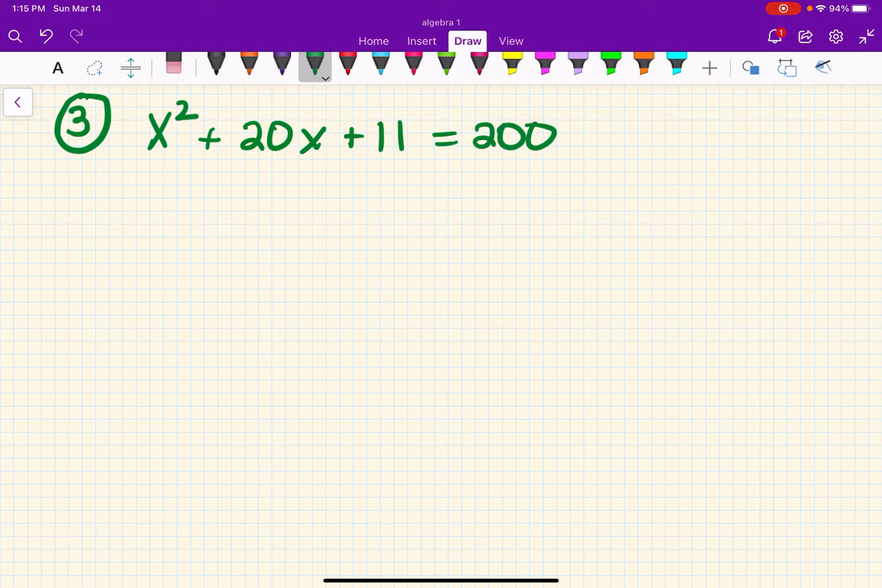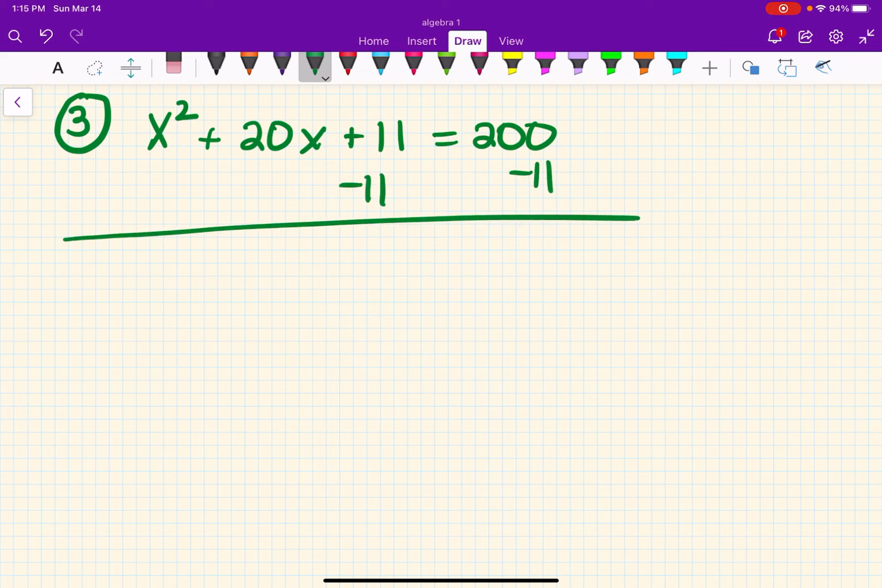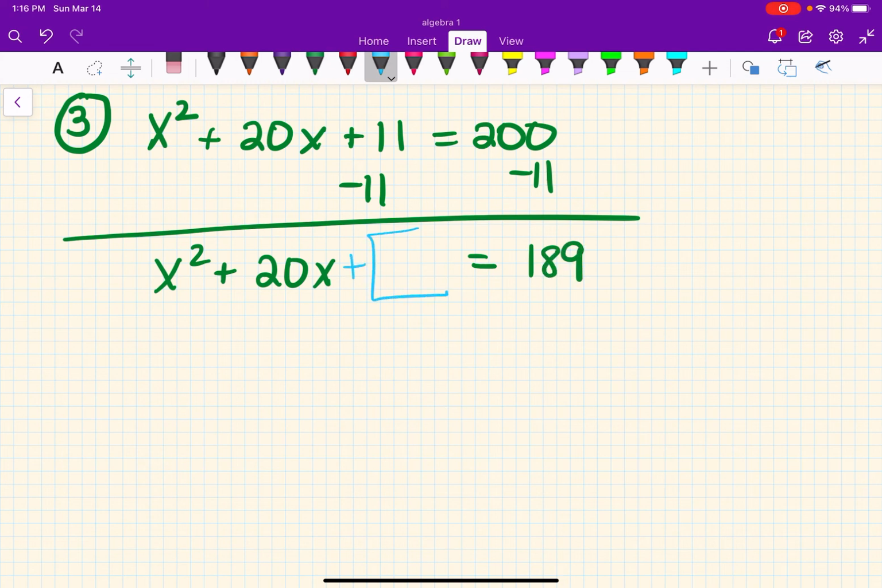First thing is 11 is not a perfect square, so let's get it out of the way. It's not useful to us. So it just needs to go to the other side and get out of the way for now. So what does that give you over here? That gives you 189. Okay, we're going to remind ourselves that we have to add something to each side, which is the key to completing the square. So we're going to put boxes there.